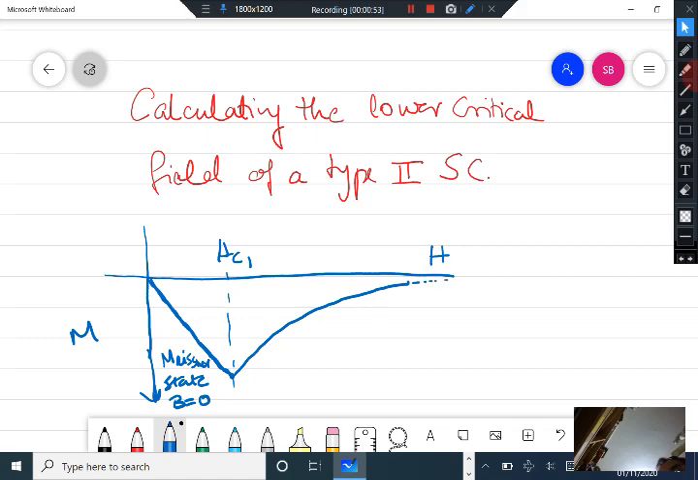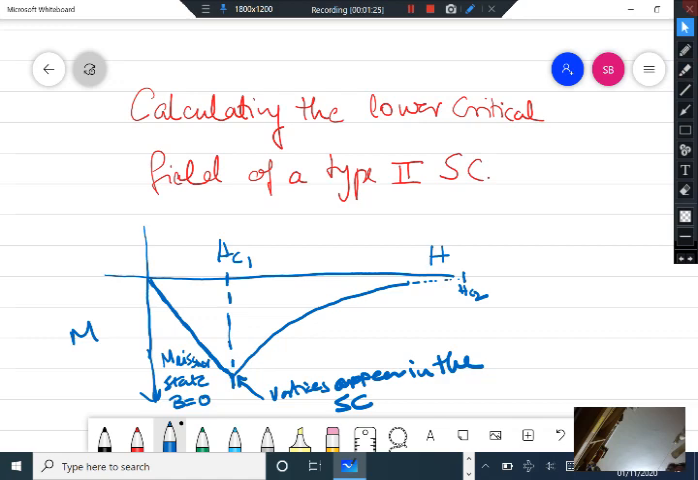Of course it goes up to HC2, but the main thing is that up to HC1 the system is in the Meissner phase where B is equal to 0, and above HC1 vortices begin to appear in the superconductor. So how do we calculate HC1?